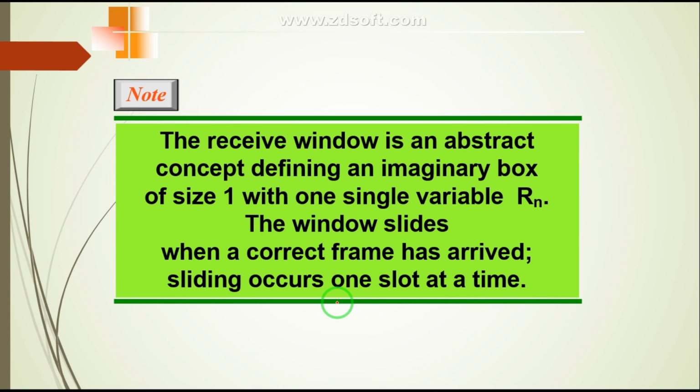Now, talking about a receive window. The receive window, again, is an abstract concept which defines an imaginary box. And remember, the size of the receive window is 1 with one single variable, that is Rn. And this window slides when a correct frame has arrived, and sliding occurs only one slot at a time, not like your send window.